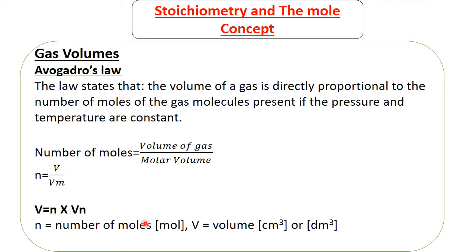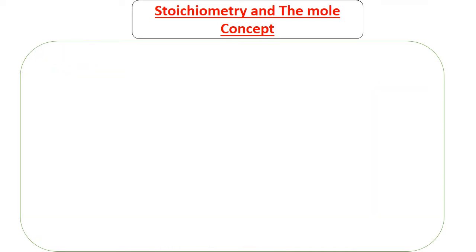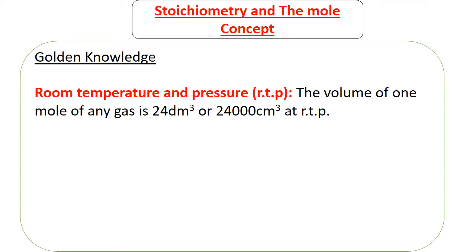n is the number of moles, of course the unit is mole. Volume is centimeter cubed or decimeter cubed. So you'll be using two units for volume, centimeter cubed or decimeter cubed. And Vm, which is molar volume, is just centimeter cubed per mole or decimeter cubed per mole. What I said you should keep by heart is this golden knowledge I'm sharing.